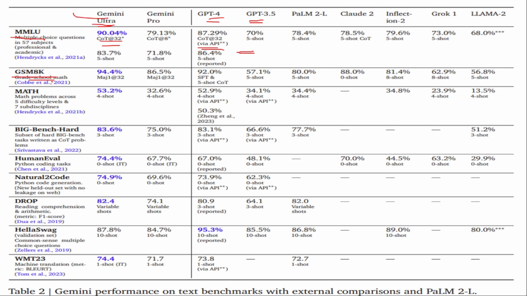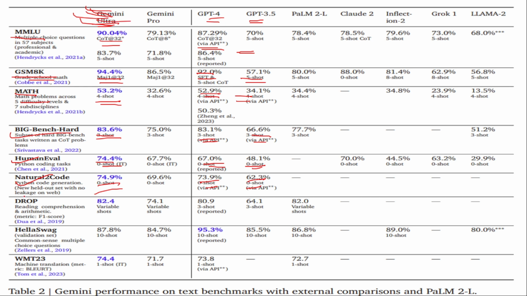Then GSM8K that I have told you, and that also 94.4 and ChatGPT 92 and 57. Here also Gemini wins. Now Big-Bench Hard, you can see that 83.6 and here 83.1 and 66.6. Here also Gemini is winning. HumanEval also 74.4. Here 67 and 48. Here also Gemini is winning. Now going down, Natural2Code, 74.9, here 73 and 62. Here also Gemini is winning.